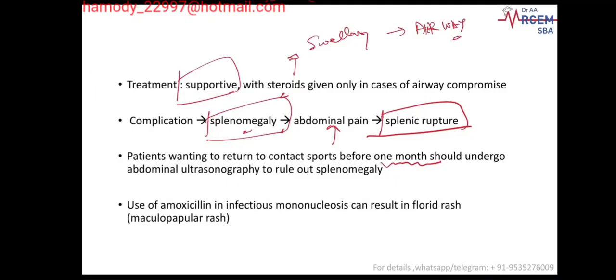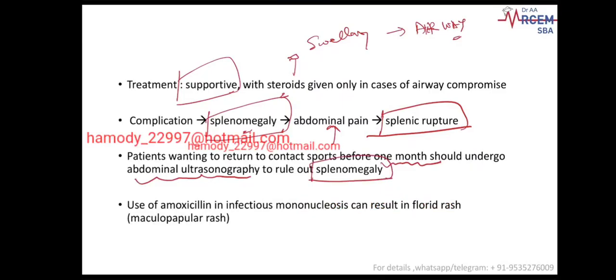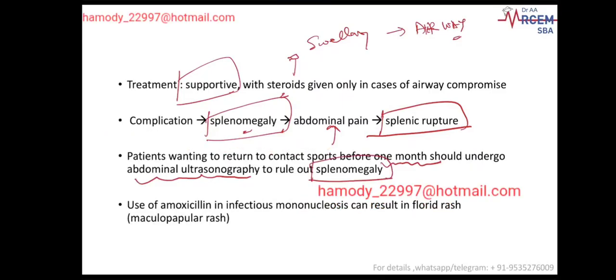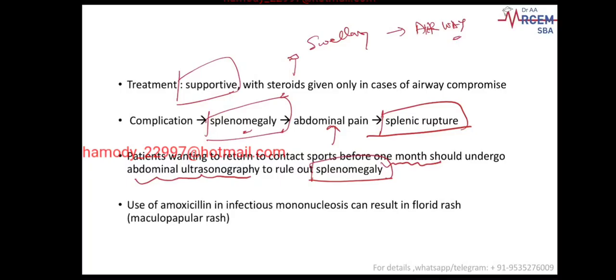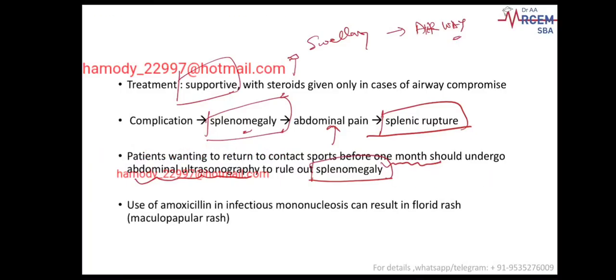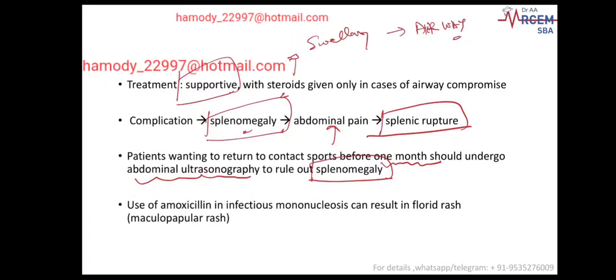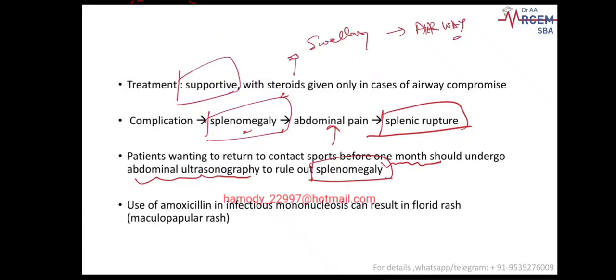If they want to go ahead with the contact sports before a month's time, then they have to get an ultrasound scan done to rule out splenomegaly. Then only they're allowed to go ahead with contact sports like rugby, football, basketball. They're allowed only after it is confirmed on an abdominal ultrasound scan within a month's time if they want to go back. Because in splenomegaly, chances of splenic rupture will be very high, especially in contact sports.